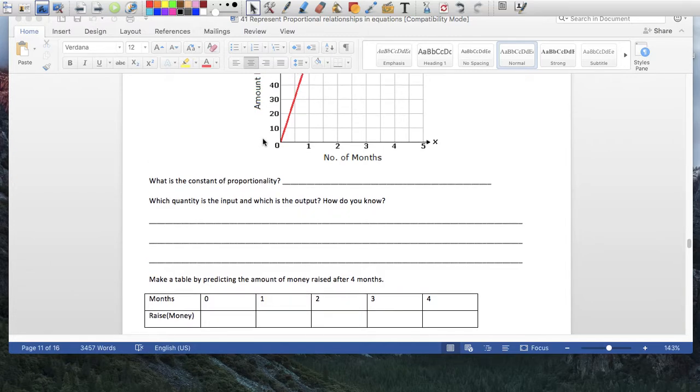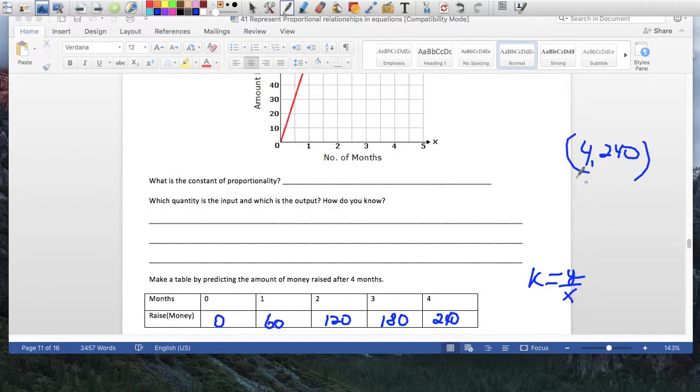Make a table by predicting. So again, you can use a table, and you had 0, and in 1 month it was 60. 2 months was 120. 3 months would have been 180, and 4 months would be 240. And now remember when we did this in class, and you did k equals y over x for any of these points, so for 4 and 240, for 3 and 180, if you did y over x for each of them, they would all give you 60 as the constant of proportionality.